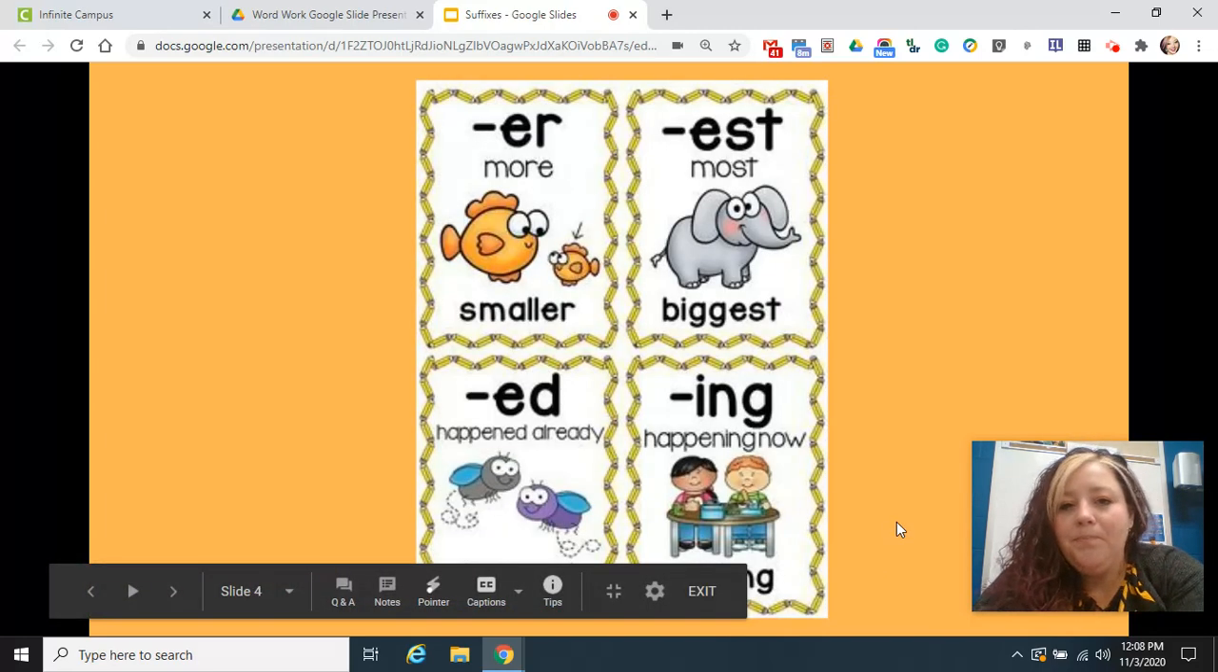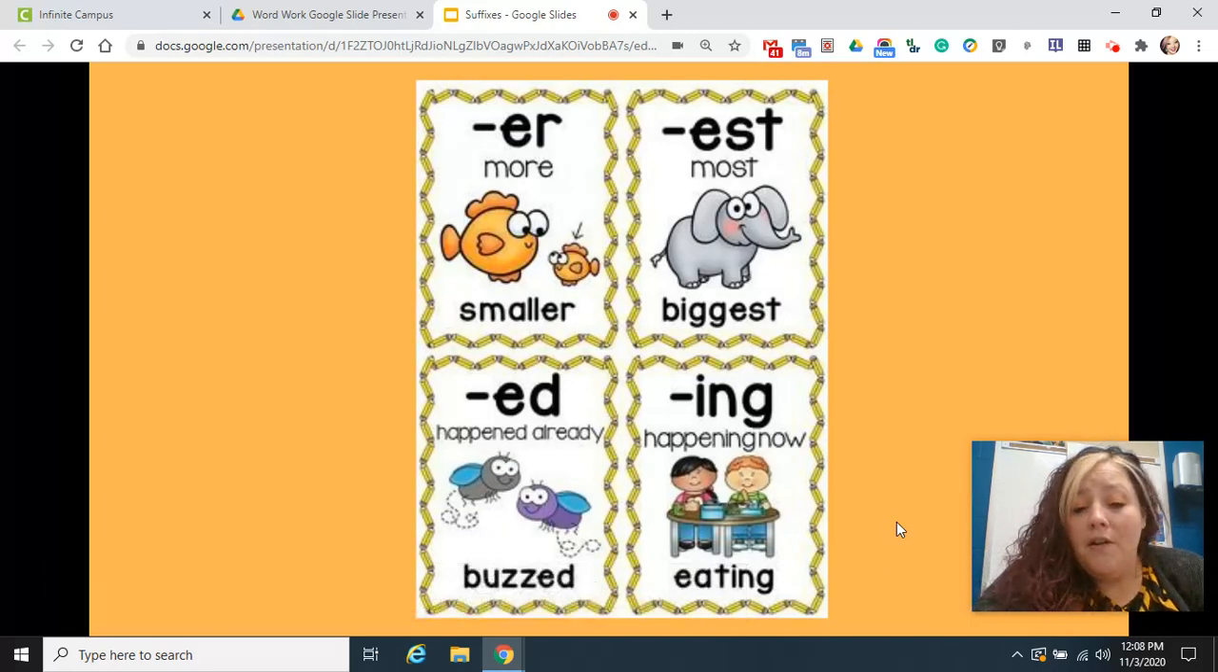Let's keep going. First and foremost, we have some of our basic ones, which are er, est, ed, and ing. We also will see s for plural. We use er when we want to say more of something, like small to smaller. We have est, when we want to talk about the most. So you might have big, and then you go to biggest. It was the biggest elephant.